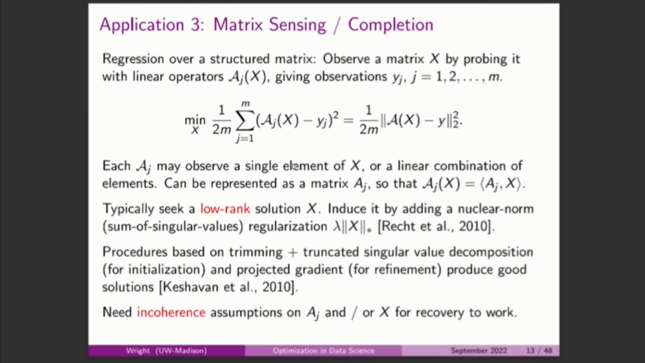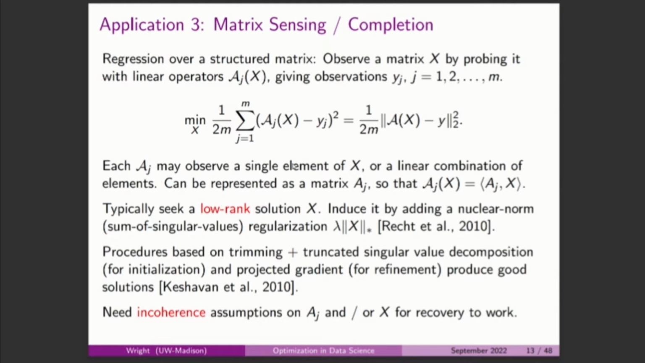Here's another application: matrix sensing or matrix completion. The problem here is that you've got a big matrix X, you don't know what it is, but you're able to probe it. You're able to take linear combinations of elements of X and get estimates for what those linear combinations are. So the aj's are these linear observations of X, and from those linear observations you hope to reconstruct what X is. So this is another kind of regression problem. In fact, it's a special kind of least squares problem. But the twist here is that we have some additional information about X, namely that it's got low rank, okay? And then we don't need nearly as many observations to recover X as we would if it was a full rank matrix.